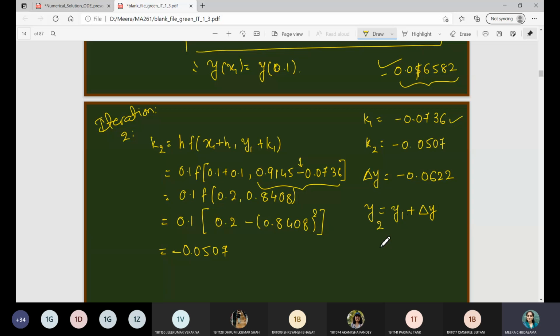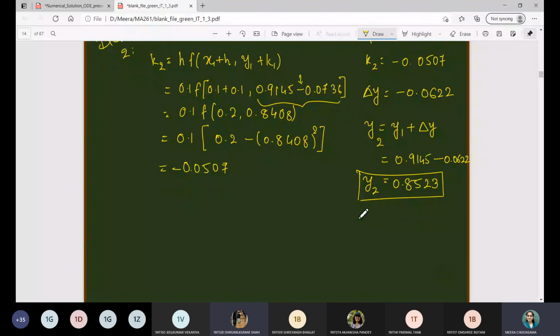Yes. And therefore, y value is nothing but y1 plus delta y. And this new approximation, we will call it y2. So it is 0.9145, this is negative sign, so I will directly write down the negative sign. So this is 0.8523. Are you getting it? Yes, ma'am. So y2 means it is y at x2, that means y at 0.2, which is 0.8523. Right?